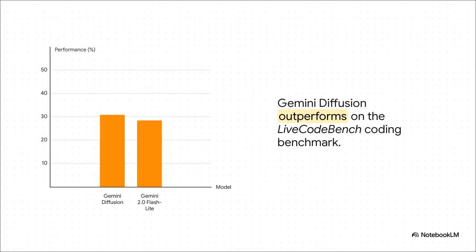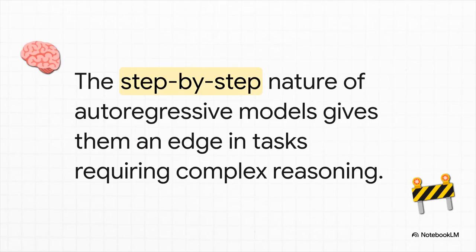And that same holistic context makes these models surprisingly good at really structured things, like writing code. I mean, on the LiveCodeBench benchmark, Gemini Diffusion is already outperforming its super optimized autoregressive cousin, Gemini Flash-Lite. That's a pretty big statement. But of course, the new challenger isn't perfect.